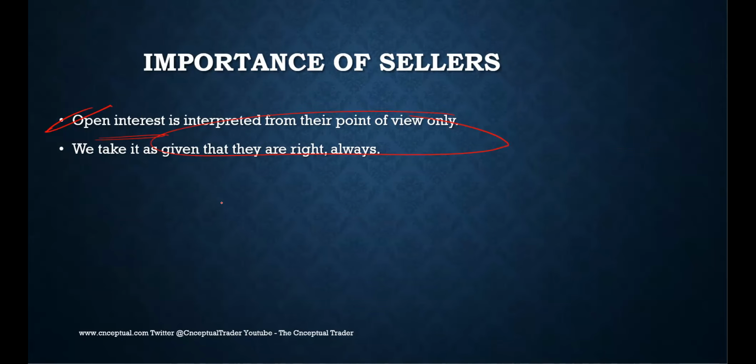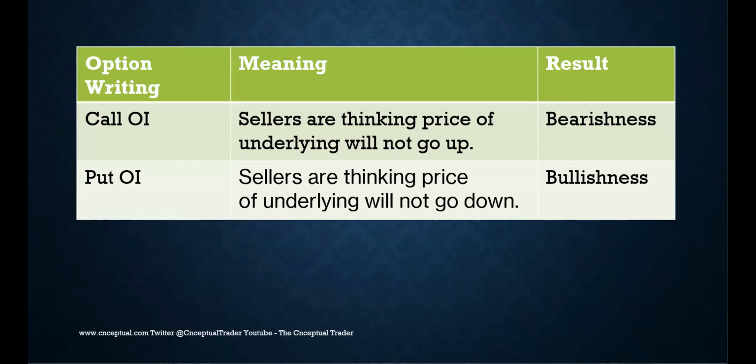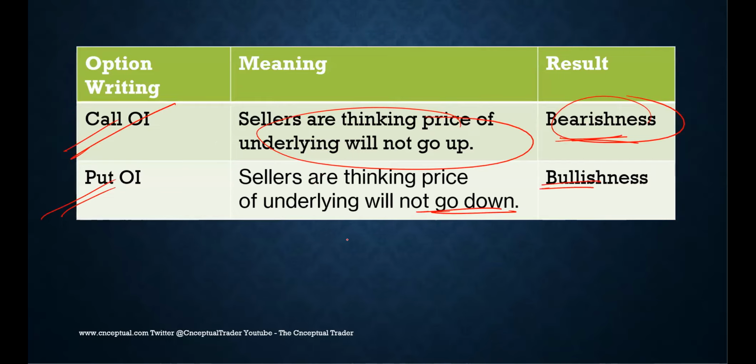Taking this assumption that they are right, whatever position they are making will give them benefit. That helps us a lot. Using their positions and their build-up, we can make our positions also. So if call writing is being done, that means sellers are thinking the price of the underlying will not go up. That means they are assuming bearishness can come in the market. And if put writing is increasing, sellers are thinking the price of the underlying will not go down, and that means bullishness can be expected.